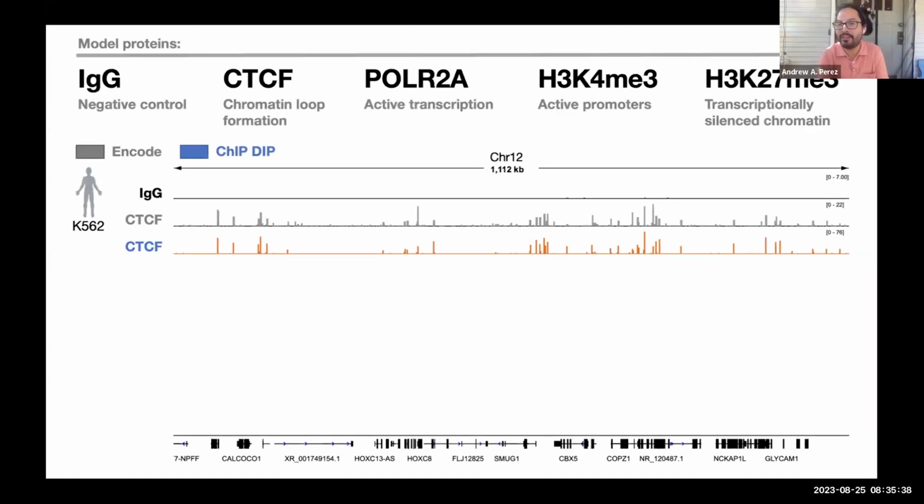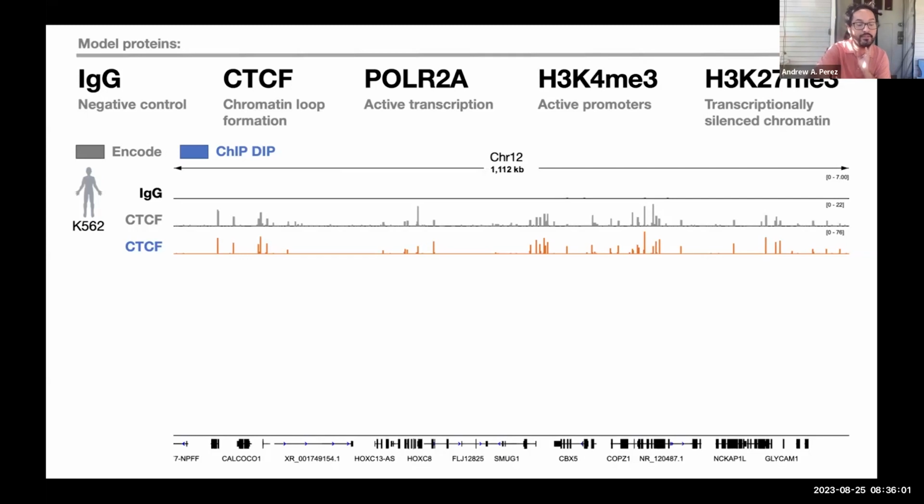So we did a small pilot experiment with 5 different antibodies: IgG as our negative control, CTCF to look at chromatin loops, POL2 and H3K4 trimethylation to look at active promoters, and then H3K27 trimethylation to look at silenced promoters. Got a little bit of diversity in there. But IgG is clean. We don't really get any enrichment for IgG.